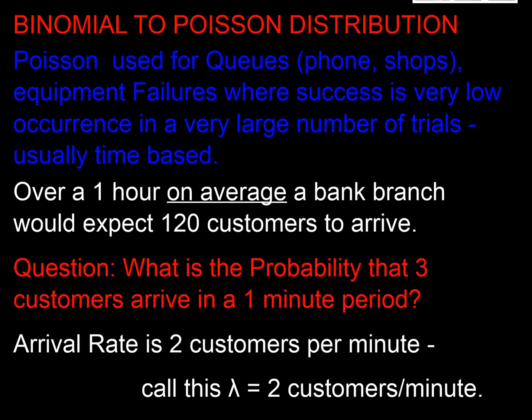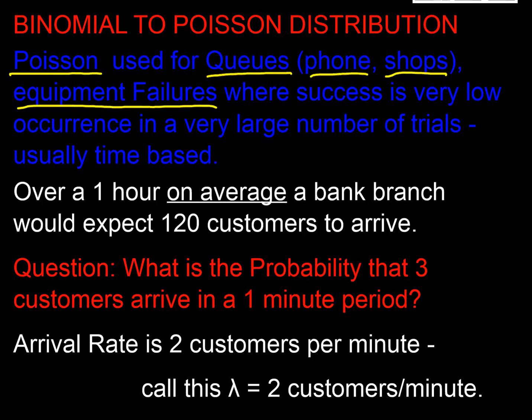Quick reminder that we use the Poisson distribution quite often to deal with queues, either people ringing up for phone calls or shops. So it's the people who ring up and their rate of arrival. We also in engineering use it for equipment failures and frequency.